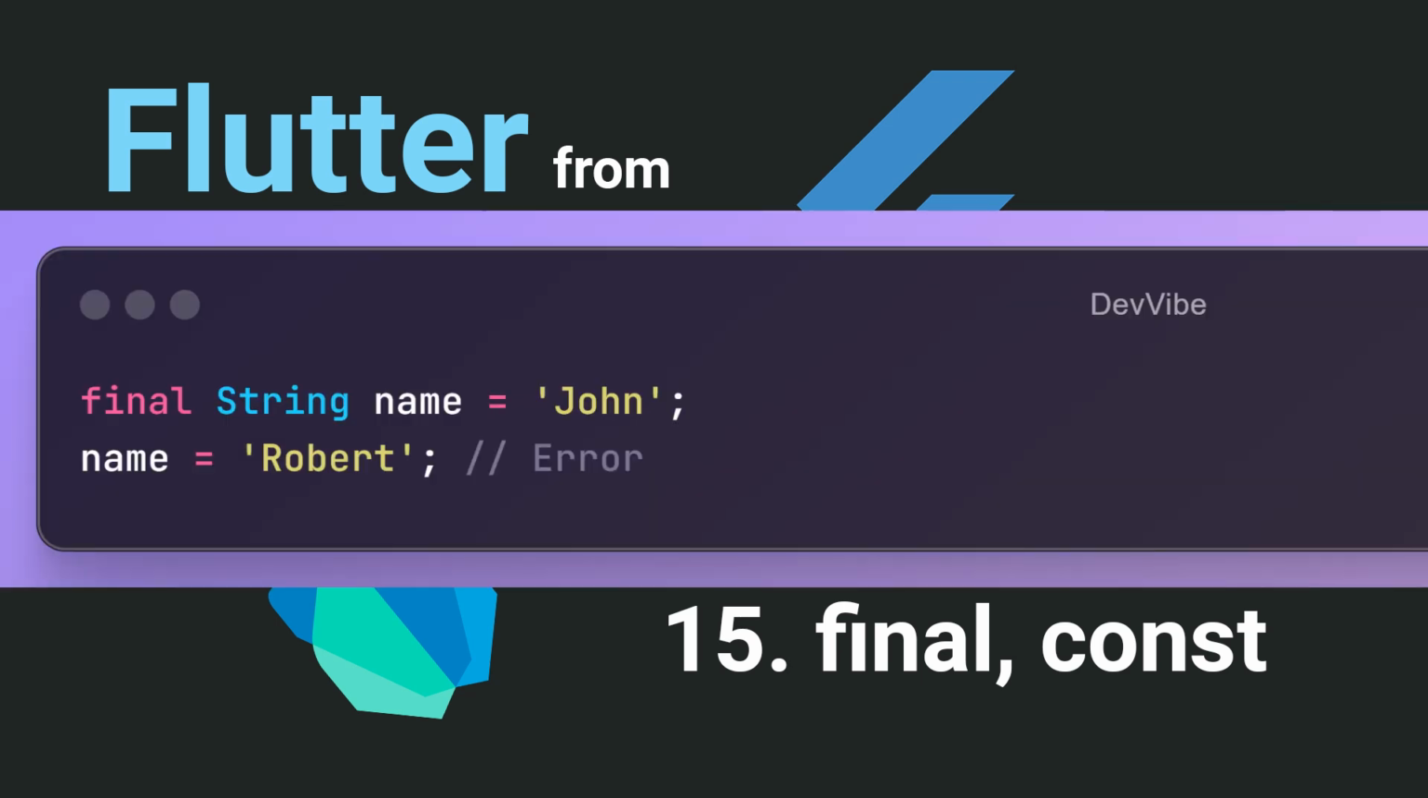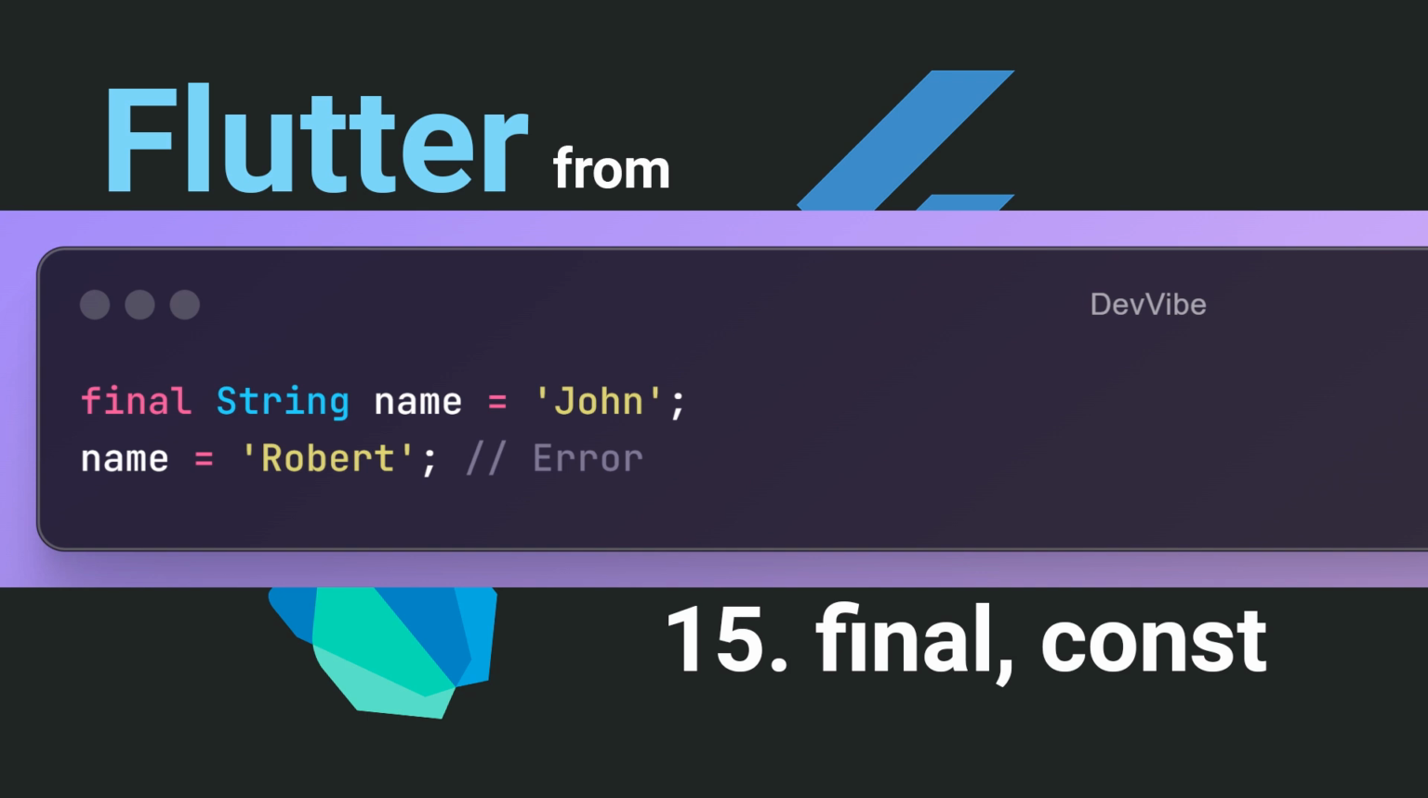Let's start with final. This keyword is used to declare variables that can only be assigned once. After that, the value cannot be changed. For example, if you know that a variable needs to hold a specific value, but that value will only be determined at runtime, you should use final. Imagine we have a variable called name that we declare using final and assign it a value. If we try to change this value later, we'll encounter an error.